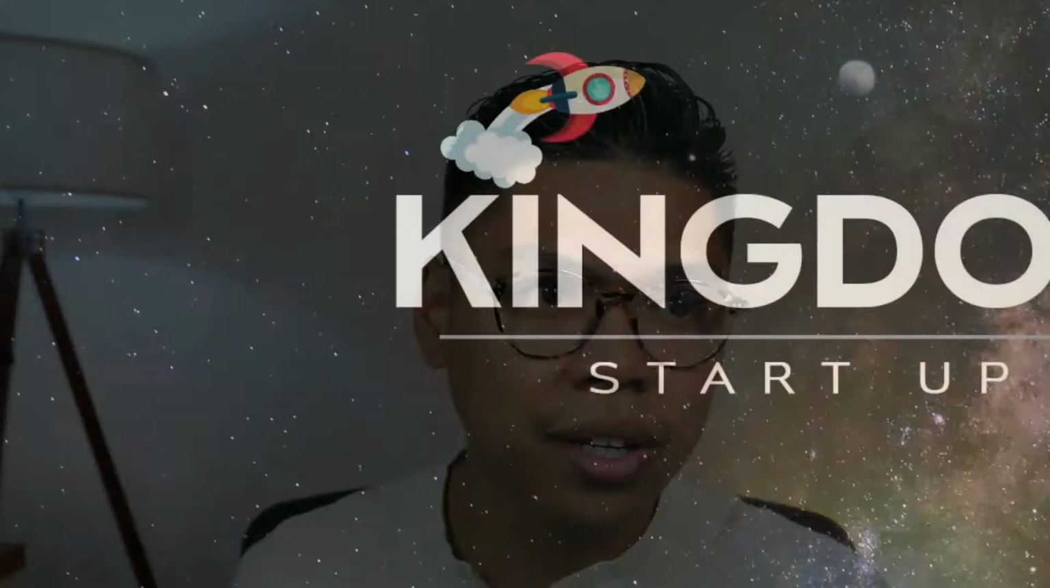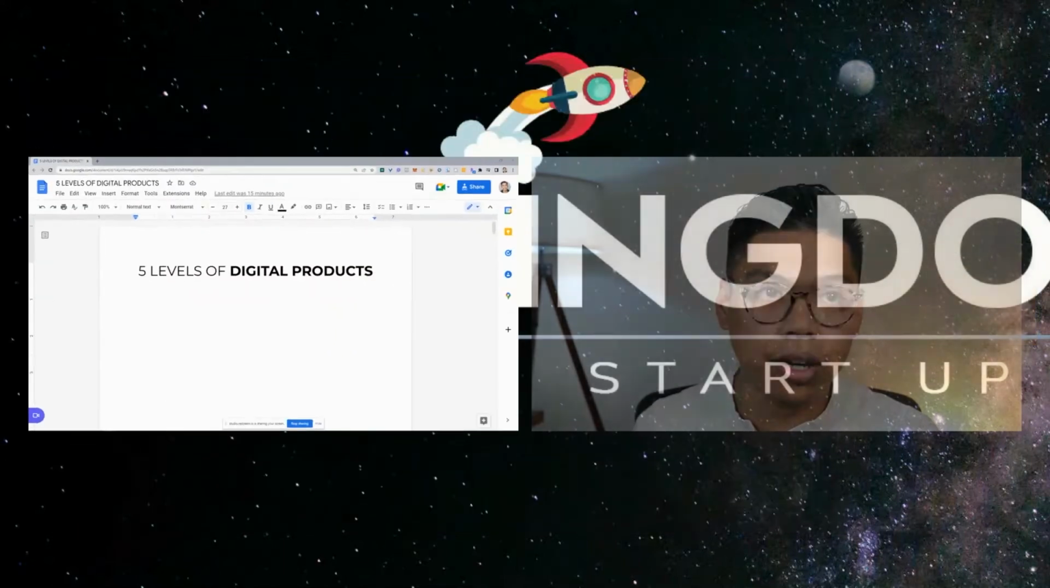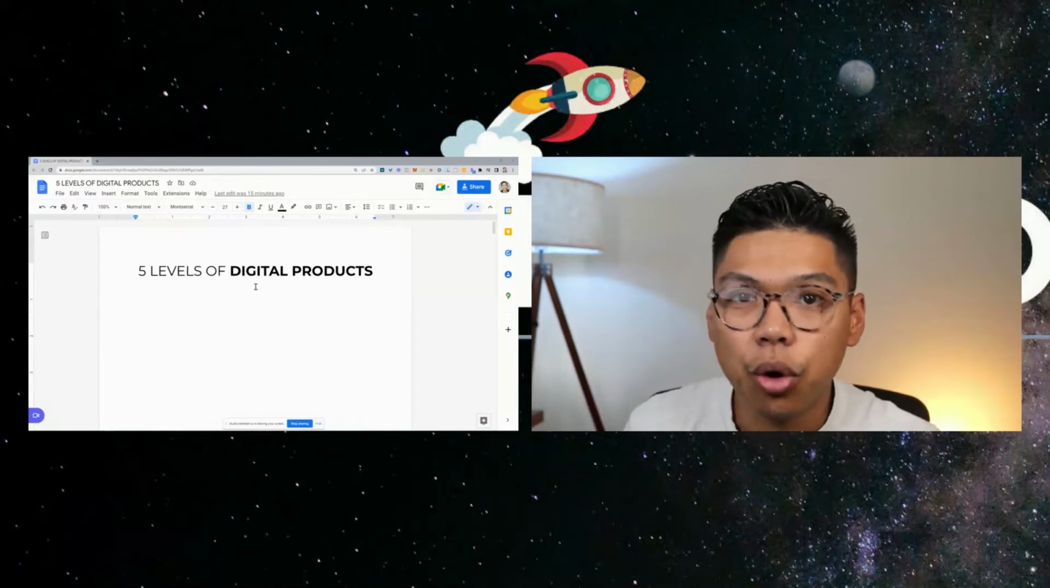I want to talk about the 5 different levels of a digital product. And you might already have these types of tiers, these levels. I'll give you guys my best recommendations and how to be able to price it effectively. All right. So let's get into this. Let me just share my screen. So these are the 5 levels of a digital product.